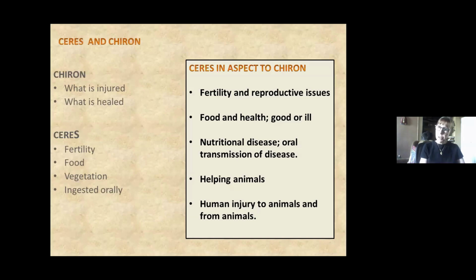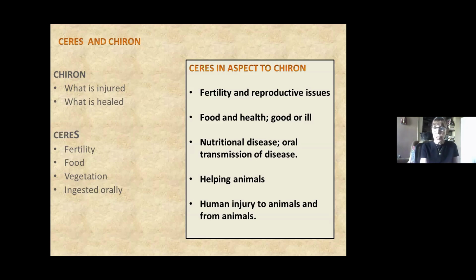So, a little delineation. Chiron has to do with what is injured as well as what is healed. Ceres has to do with fertility, food, vegetation of all kinds, and that which is ingested orally. Vitamins, herbs, anything that you take in your mouth, like food, that's Ceres. So when you see Ceres in aspect to Chiron, it'll have to do with fertility and reproductive issues. It'll have to do with food and health, good or ill. It'll have to do with nutritional disease and with oral transmission of disease.